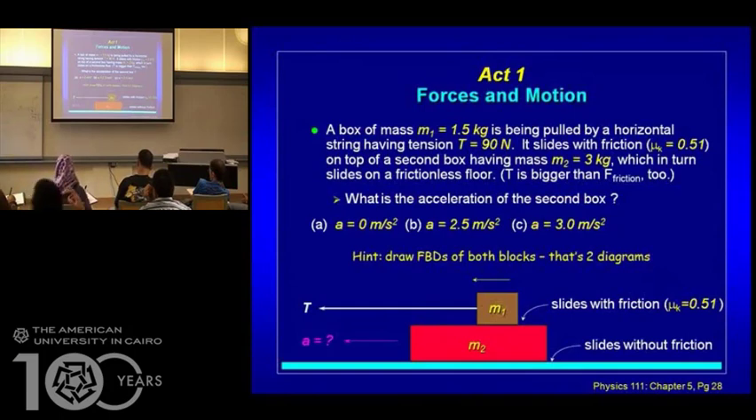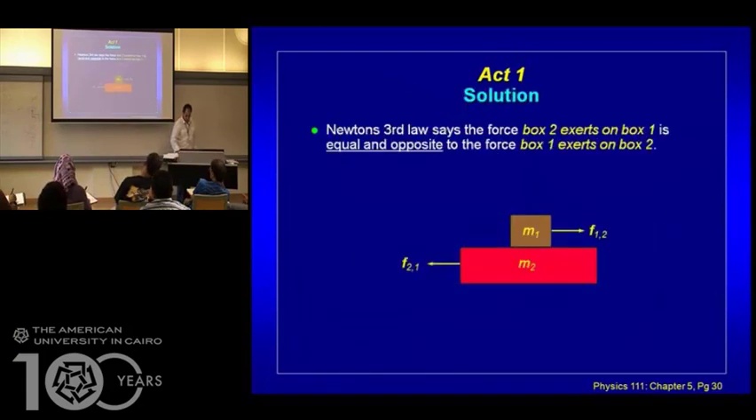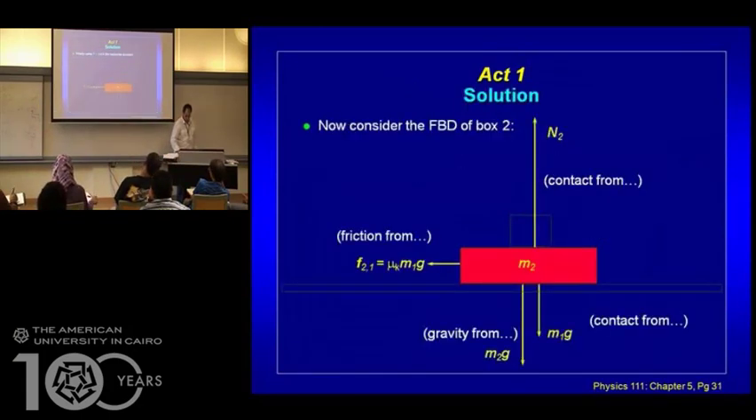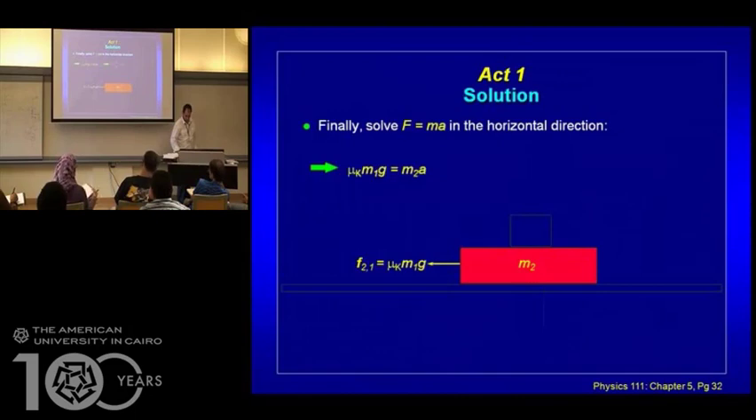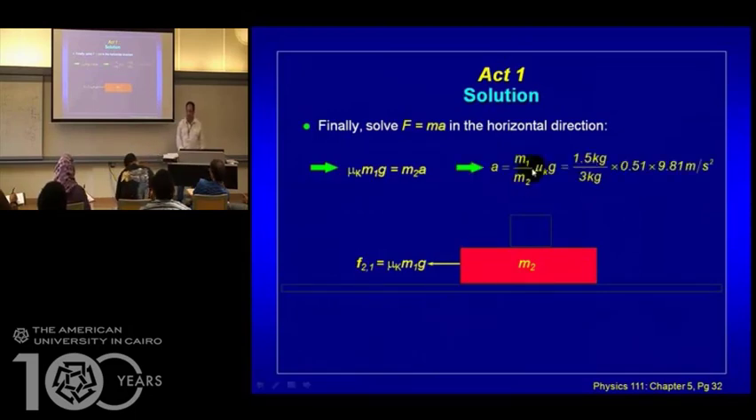And if you plug in the values, you get the answer, and again, it's the same answer as I got. The acceleration equals m1 times mu k g divided by m2. Right, guys? Same answer as you see on the whiteboard.